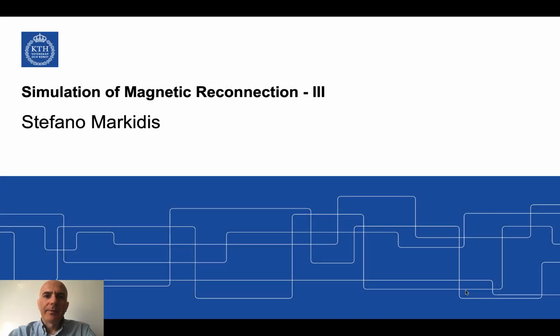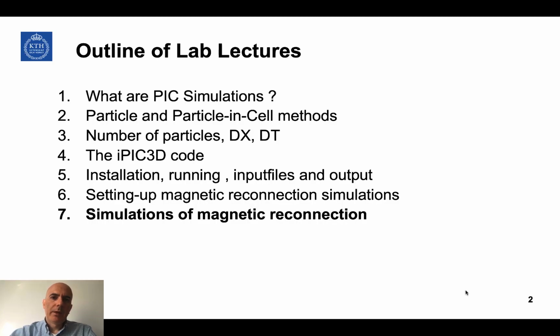Hi, welcome back. This is the third lecture about simulating magnetic reconnection. In the first lecture, we looked at the basic technique to simulate magnetic reconnection. This technique is called particle-in-cell methods.